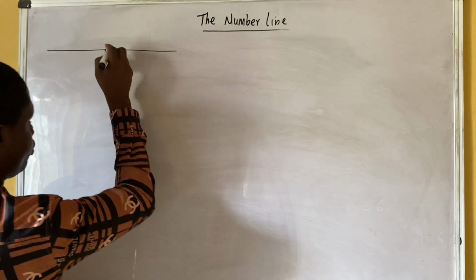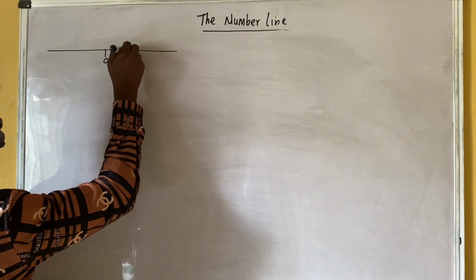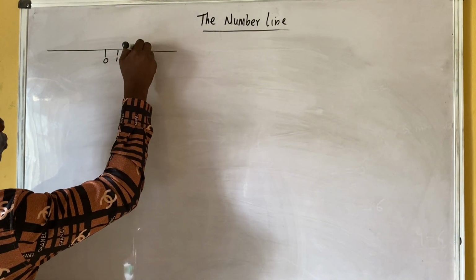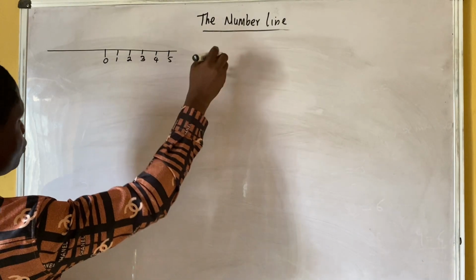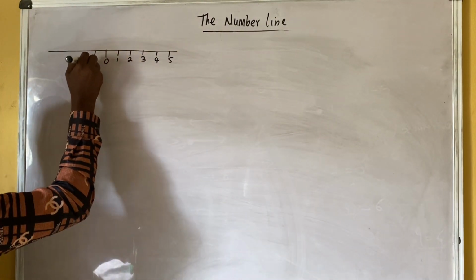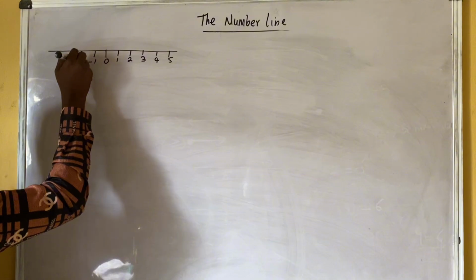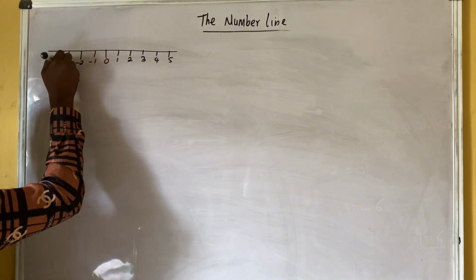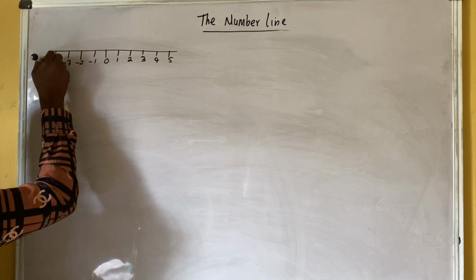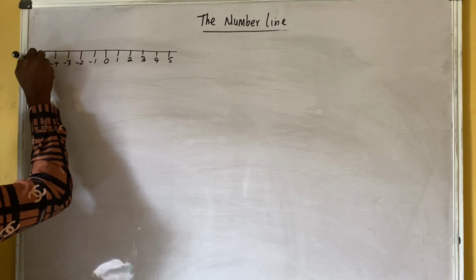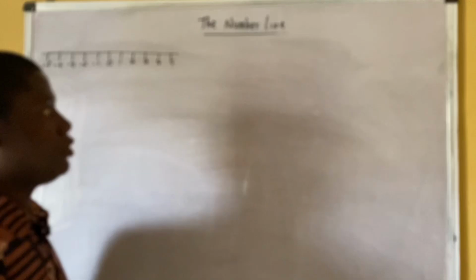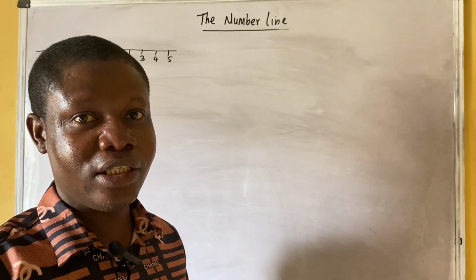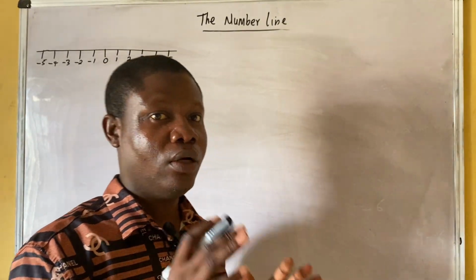This side is positive. So here we have plus 1, plus 2, plus 3, plus 4, plus 5, and so on. This side should be negative. Here we have minus 1, this is minus 2, this is minus 3, this is minus 4, this is minus 5, and so on. So for us to be able to represent linear inequalities on the number line, we must understand the following inequality symbols.